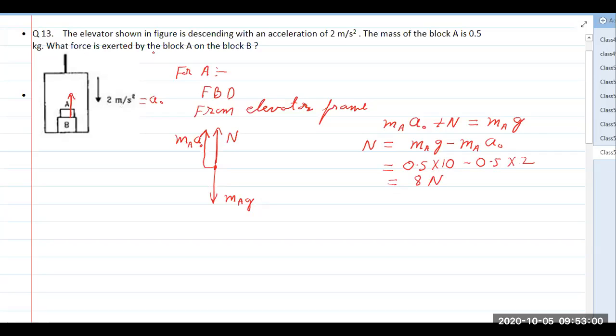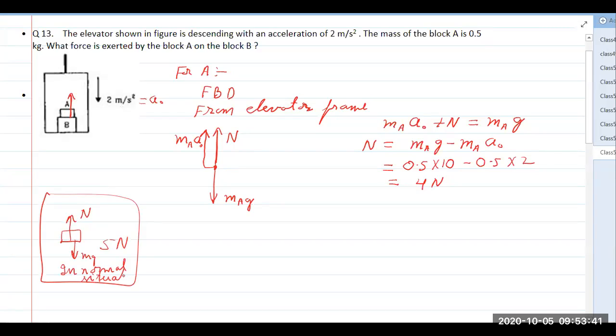So what force is exerted by block A on block B? We are getting 8 Newton. No, not 8 Newton, sorry, this is not 8 Newton. We will get 4 Newton. Okay, so we are getting 4 Newton. But just imagine this. If the lift is not accelerated, how much will be the normal force? If the lift is not accelerated, the normal force is equal to the weight of the object. So in the normal situation, it is 5 Newton, because the weight is 0.5 kg times 10, which is 5 Newton.